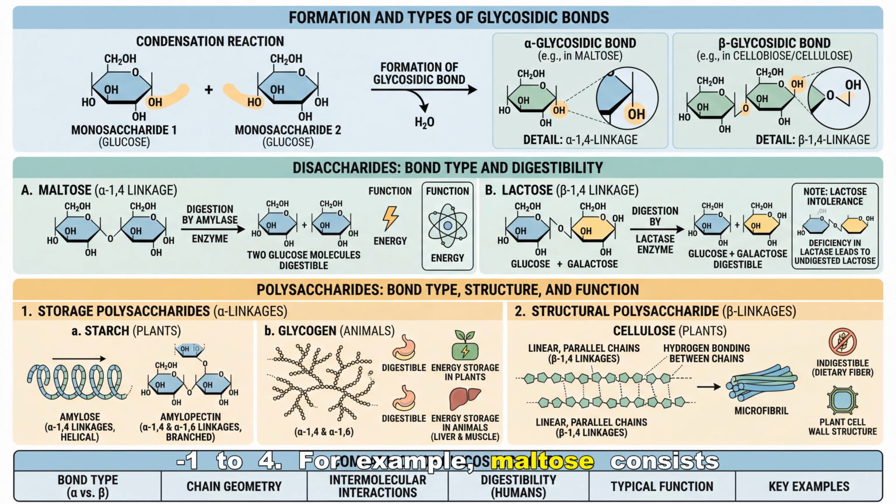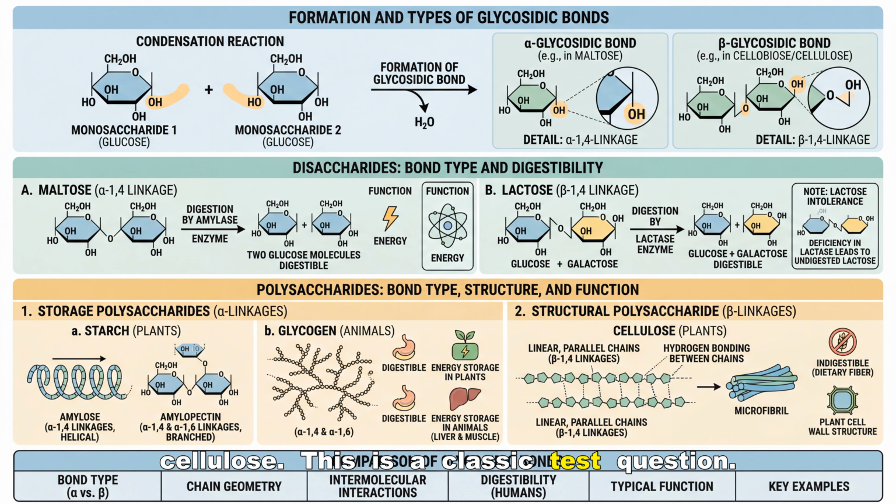For example, maltose consists of two glucose units linked by an alpha 1-4 bond, while lactose has a beta 1-4 linkage between glucose and galactose. A key MCAT concept is that humans can break alpha linkages but not beta 1-4 linkages, which is why we cannot digest cellulose.